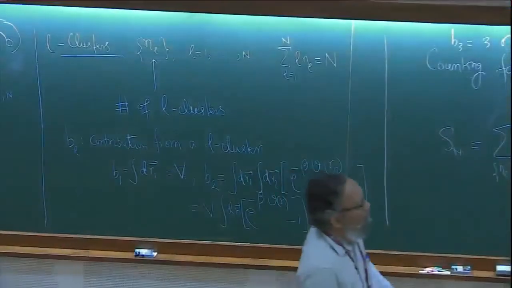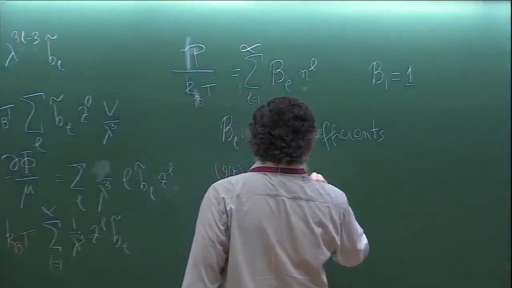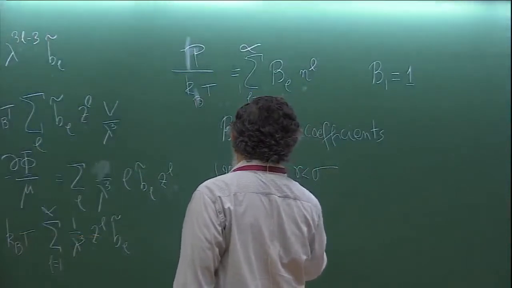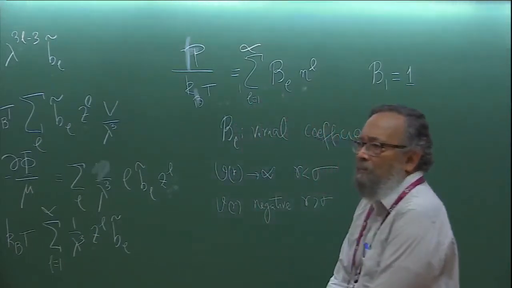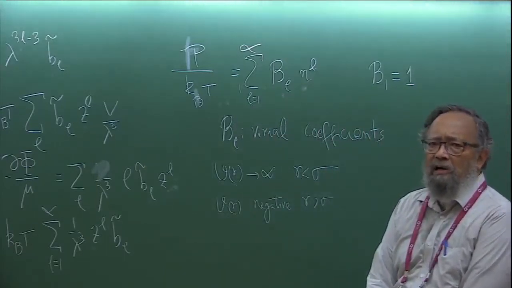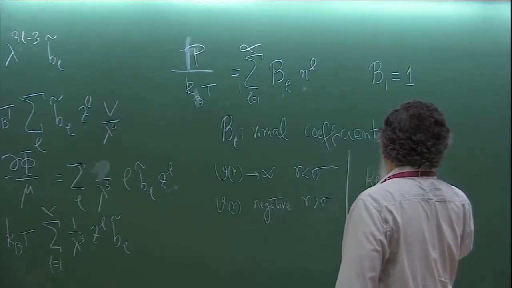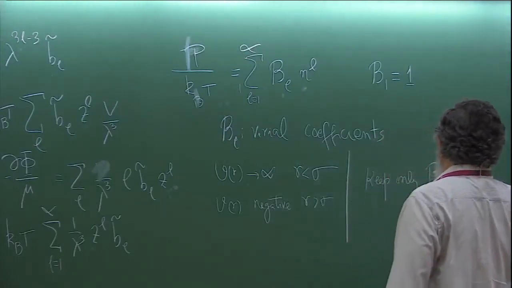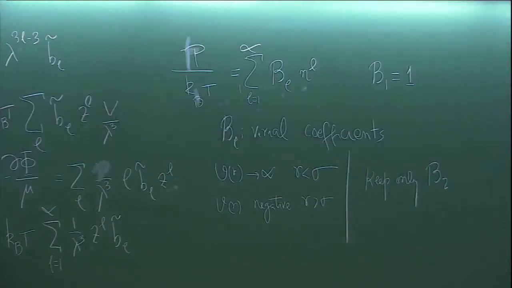This is an exercise that you should do if you want to do this very simply. Given a particular form, in particular, if we assume that this V of r goes to infinity for r less than sigma, and then V of r is negative for r bigger than sigma. But you don't have to specify the form of V of r. There will be an integral that will involve the magnitude of V of r, times r squared dr, and things like that. Then, if you keep only B2, so of course this sum runs from 1 to infinity, the first term is the ideal gas, and the second term is the first correction.